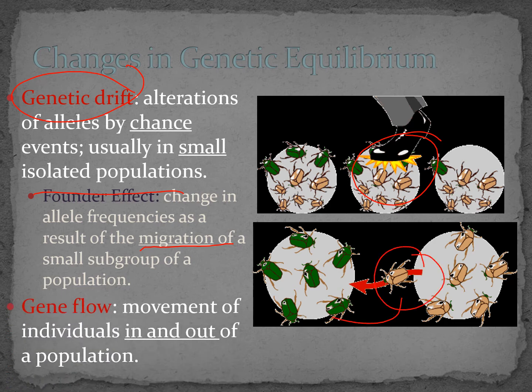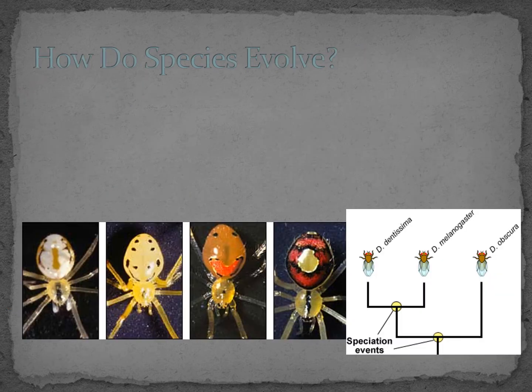Gene flow right here is what I just circled. The brown one was tired of dealing with the brown folks. He wanted to deal with the green folks. He wanted to have some green babies. So he left over there, and now his gene is over here. So his gene is flowing in and out of populations.